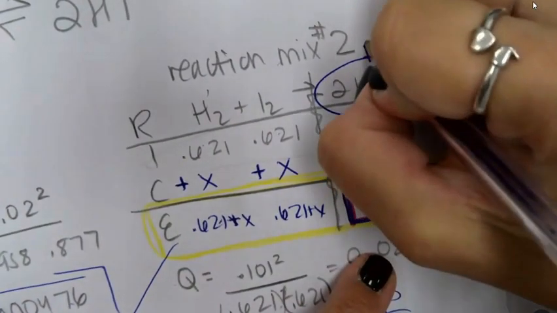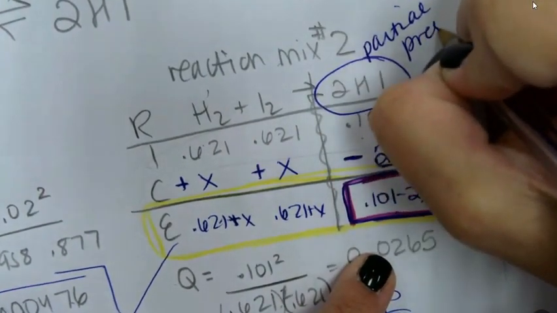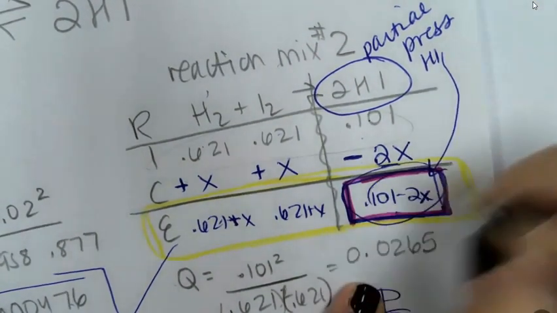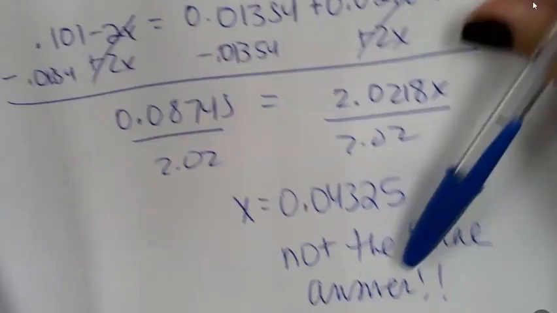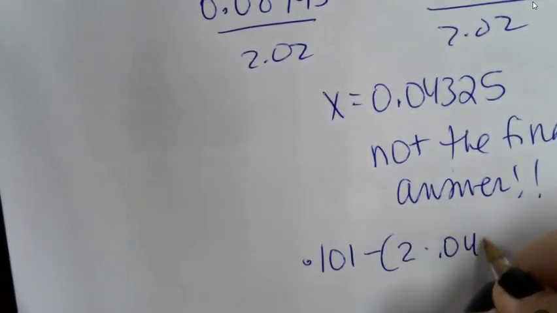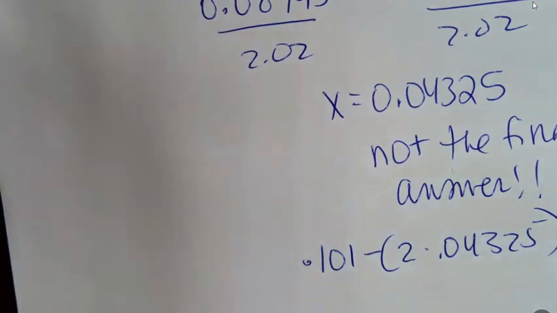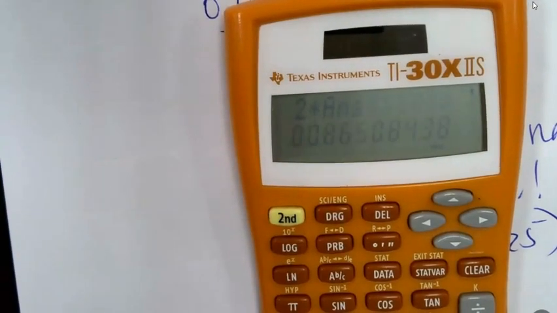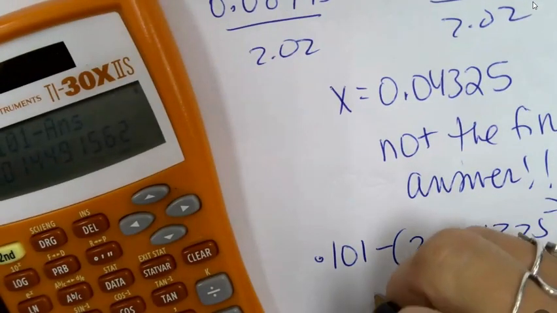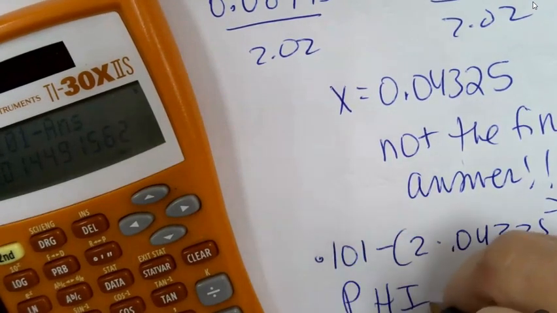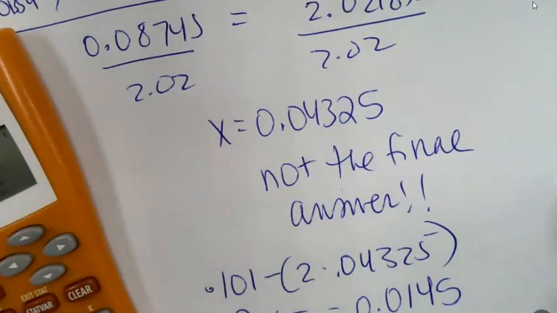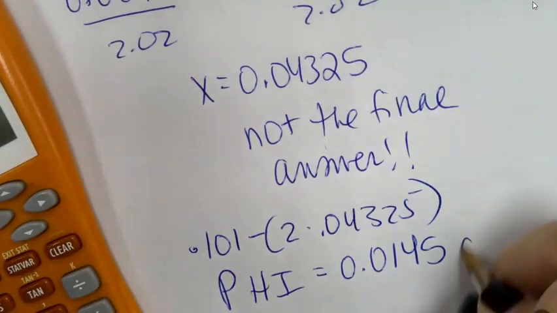The question asked for the partial pressure of the HI at equilibrium, so the X isn't what it wants. I need to go back in and plug it into there. 2 times that. 2 times that. And 0.101 minus that. Final answer for the partial pressure of HI is 0.0145. And since that's a pressure, that would be ATMs.